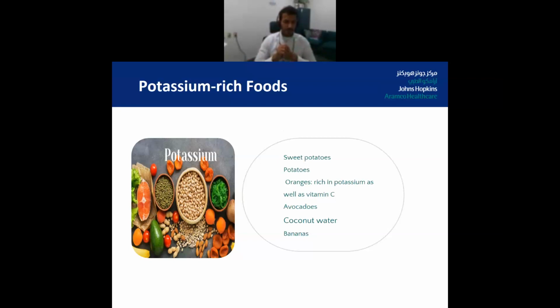That's why, if we're talking about hypertension, the best diet to prevent or delay hypertension is the DASH diet, the dietary approach to stop hypertension, and the DASH diet focuses on increasing the consumption or the servings of fruits and vegetables.